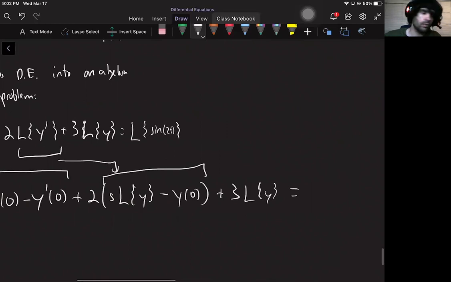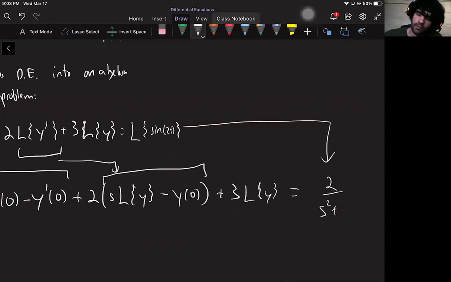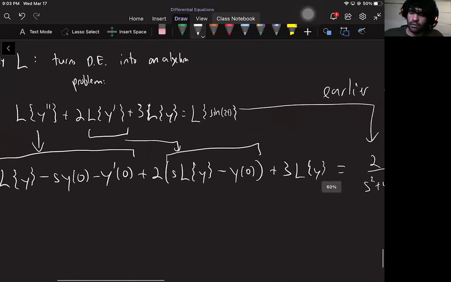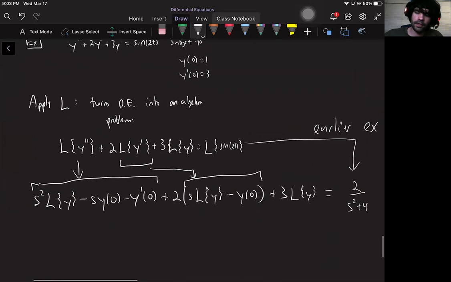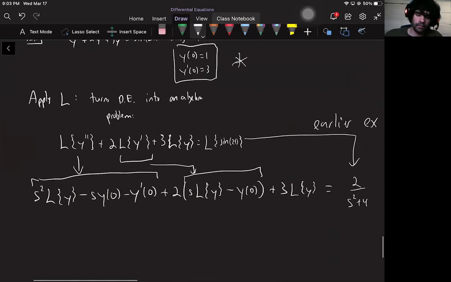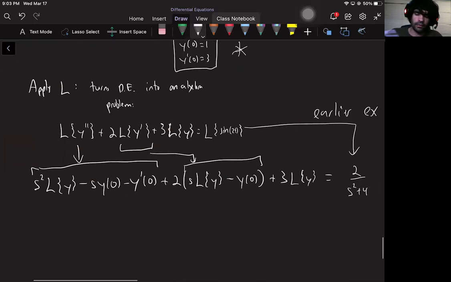Now on the right side, we actually did this one earlier. So we already know that this is 2 over s squared plus 4. So luckily I did this earlier example. So where does this leave us? Well, let's plug in these initial conditions here. And what we're going to do is solve for the Laplace transform of y.